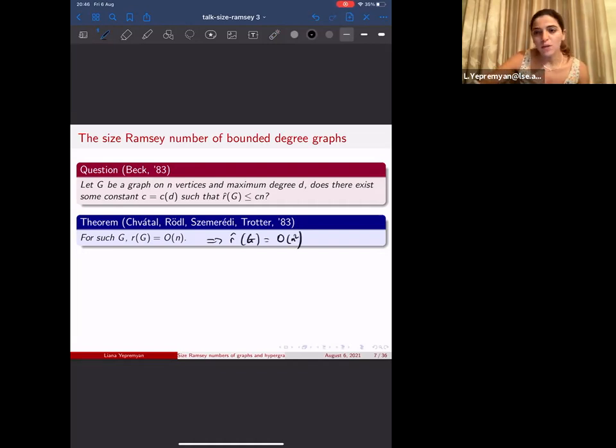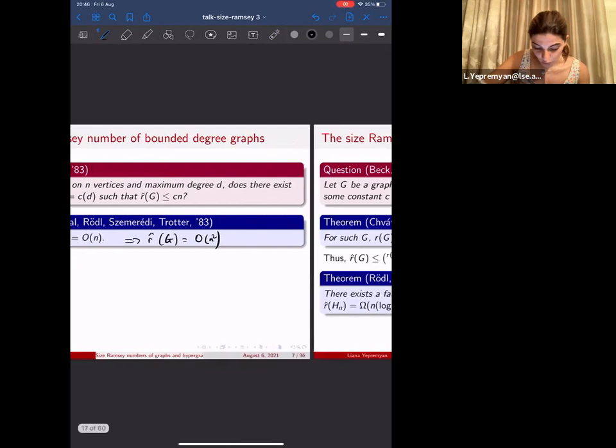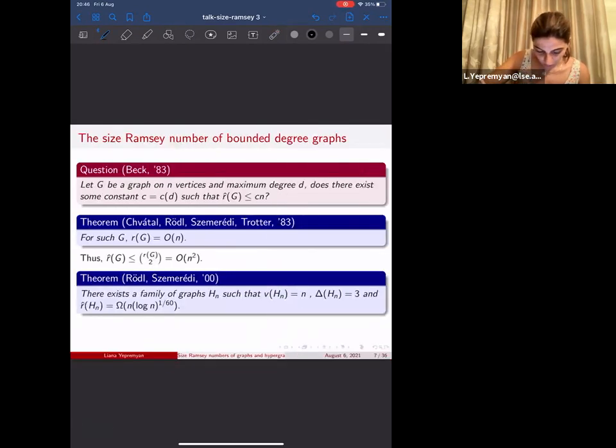So now it's about determining whether it's between linear or quadratic. But this was actually proven not to be the case by Rödl and Szemerédi. Quite late, actually, in 2000, they showed that there exists a family of graphs such that they actually have maximum degree at most 3, and their size Ramsey number is not linear. It's n times some power of log n.